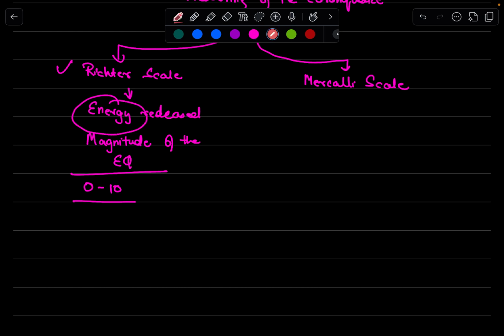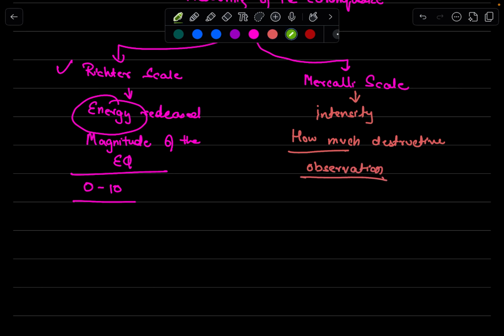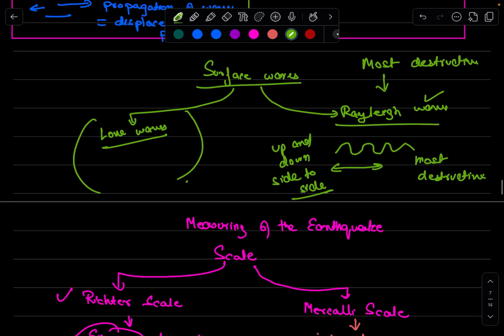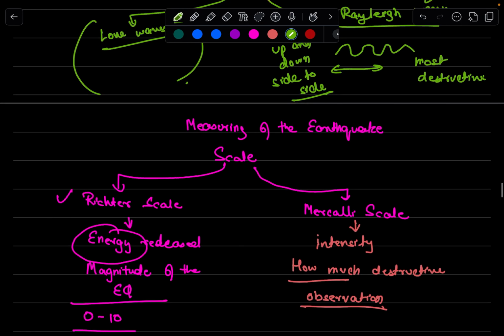However, the Mercalli scale is actually related to intensity and how much destruction has been created. This all is related to what amount of population lives there. So this is based on observation rather than measurement. Alright, keep this in mind. So this is how we measure the earthquake. Keep this in mind, it could come in your examination.